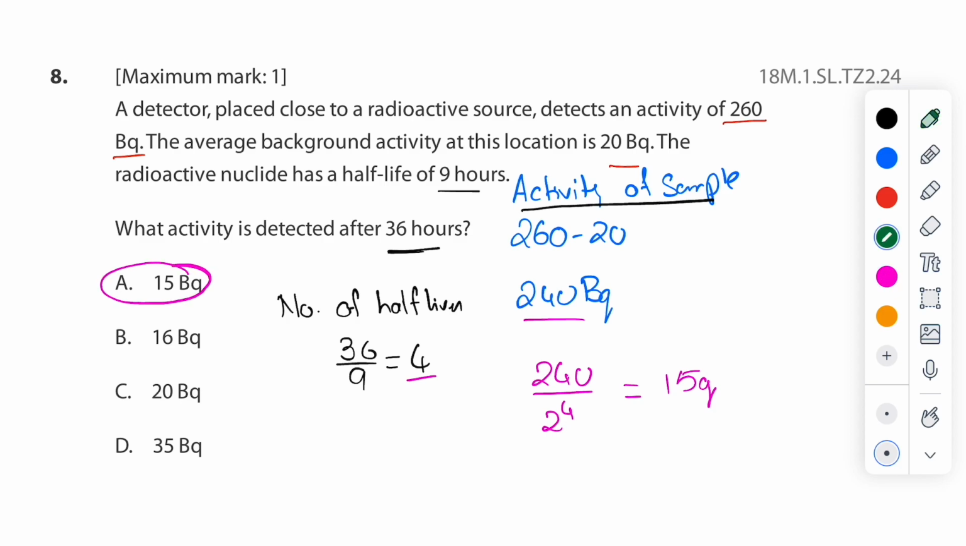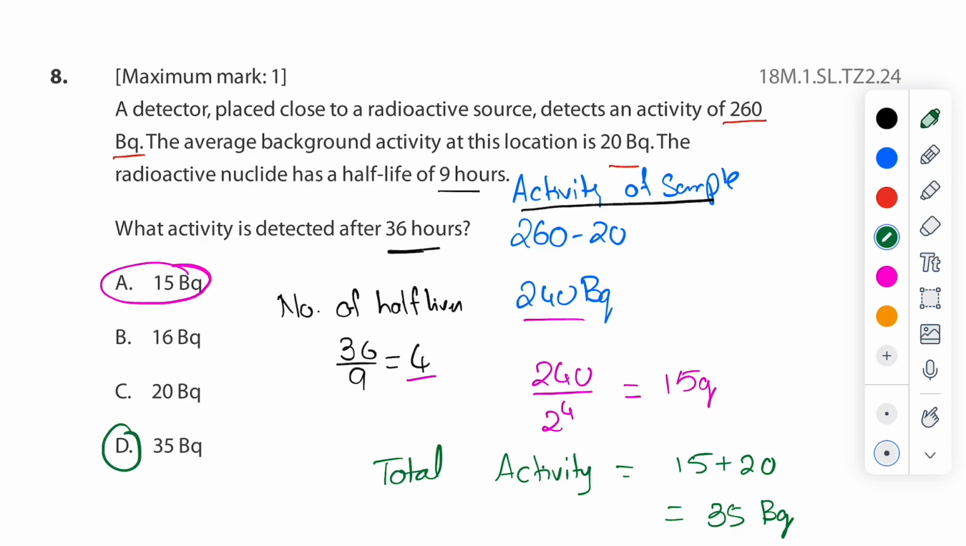In a hurry, you may be writing that as the answer, but I want the total activity because again, we have to add back the background. So 15 plus 20 is going to be 35 becquerel. That's going to be the answer. So answer is option D.